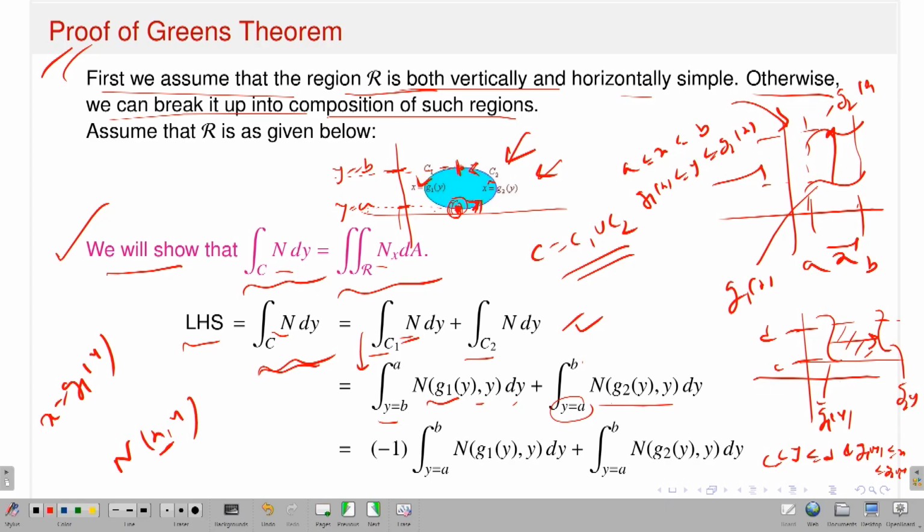Now if I combine this one, because it is the rule of line integral, it is B to A, that means I can flip it from A to B because it is a Riemann integration. So only minus 1 will come out. Again it's y from A to B, N(g1(y), y) dy, plus y from A to B, N(g2(y), y) dy. So the left hand side, the line integral of capital N, turns out to be minus of this plus this one. Now you just calculate the right hand side.